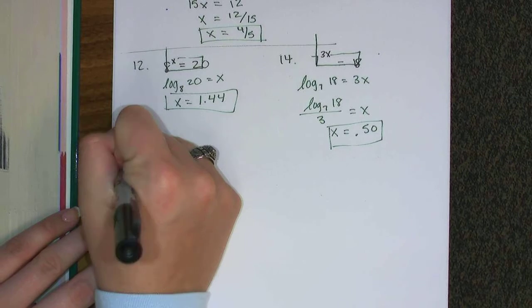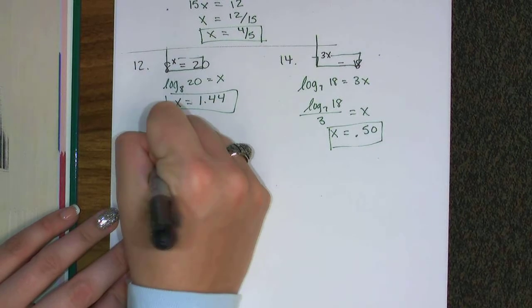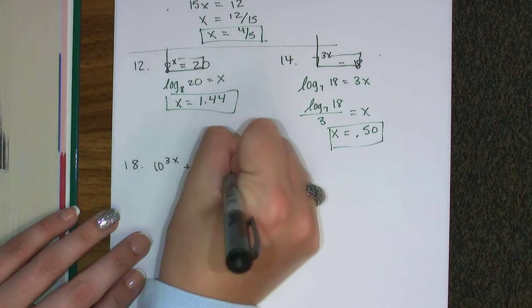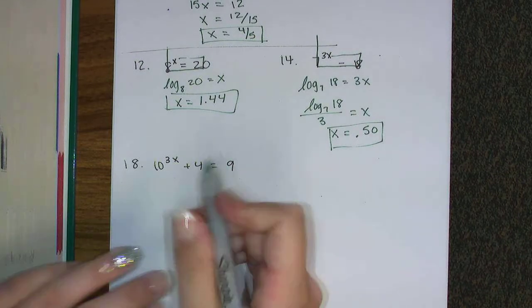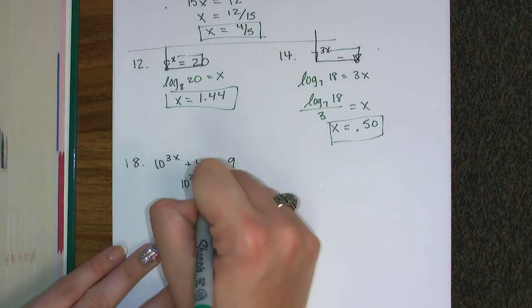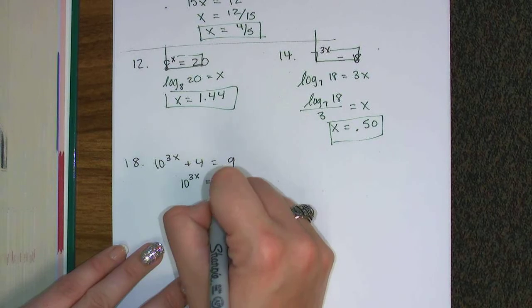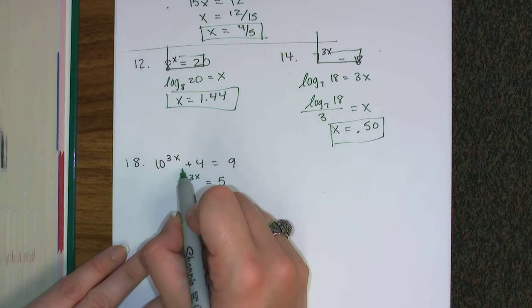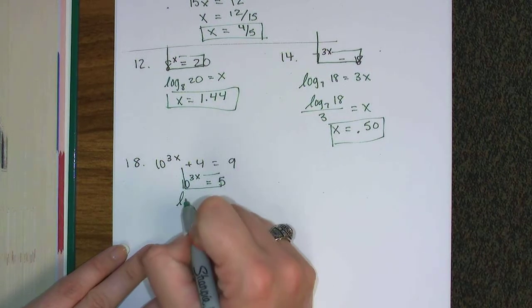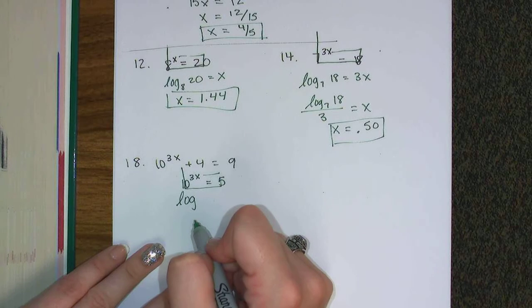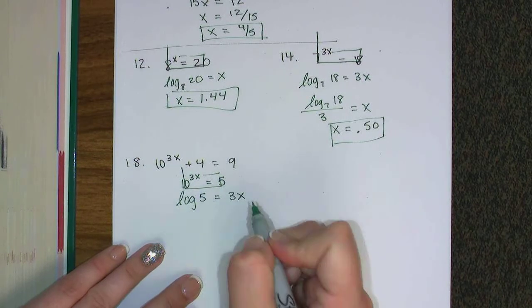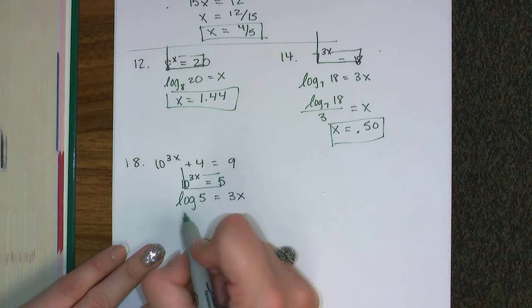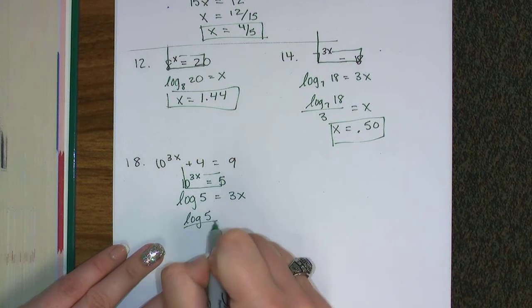18: 10 to the 3x plus 4 is equal to 9. So I still want to solve the same way. I'm going to subtract 4 over. So I get 10 to the 3x is equal to 9 minus 4, which is 5. So now make my L. So log base 10. I don't even need to write the base 10 because I already know that's the common log. So log of 5 is equal to 3x. Divide by 3. So log of 5 over 3 is equal to x.